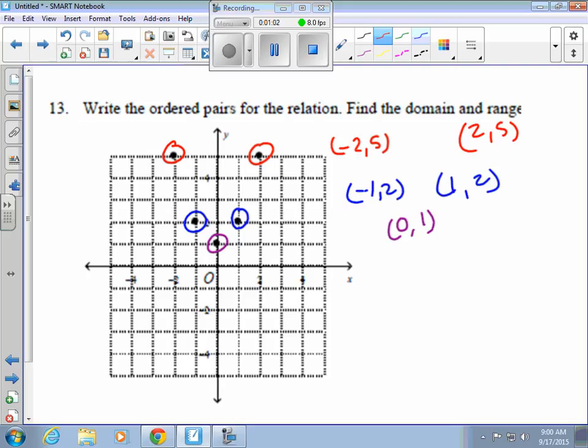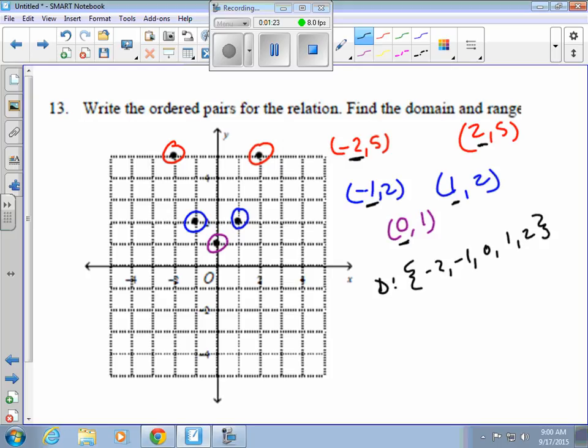All you had to do for this one, though, is to list the ordered pairs. Those are the 5 ordered pairs. Then find the domain and range. The domain are all of your x values: -2, -1, 0, 1, and 2. So your domain, put yourself a little brace, is -2, -1, 0, 1, and 2.